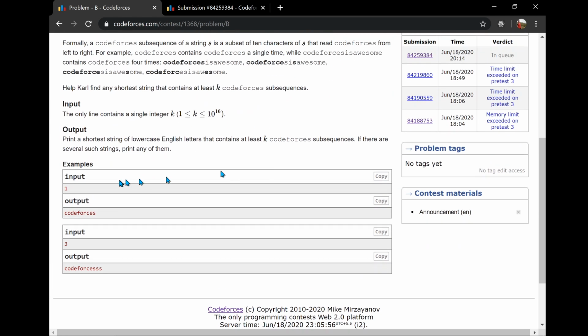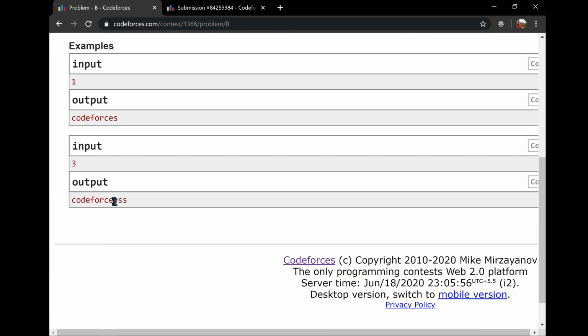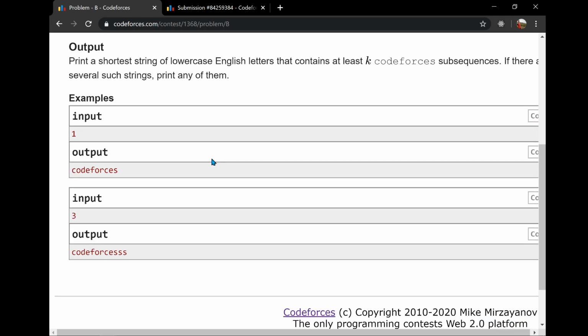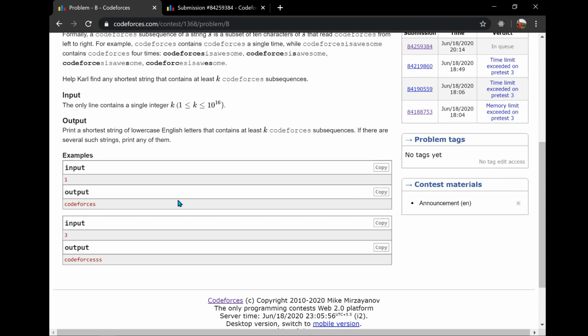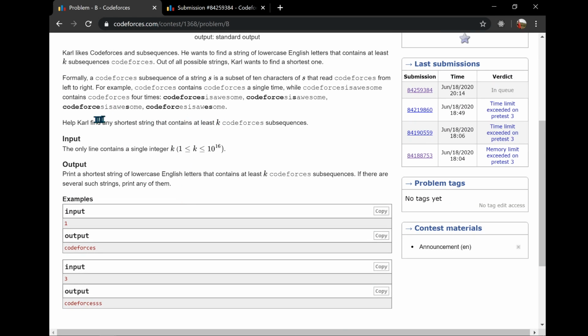Now let's see the example. The example input is the number of times that Codeforces can be extracted as a subsequence from the given string. From this we can only extract Codeforces once. From this, if we see clearly, we can extract Codeforces 3 times. Let's first consider this as Codeforces, then take the second one and then the third one. In this way we get 3. And we also have to print the shortest string that contains at least k Codeforces subsequences.